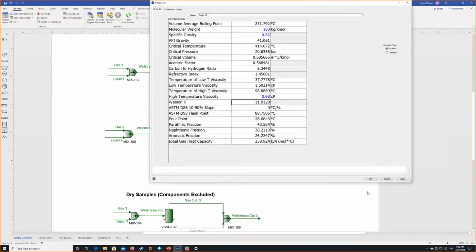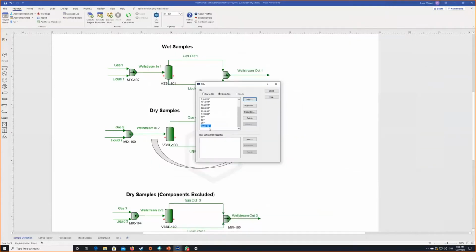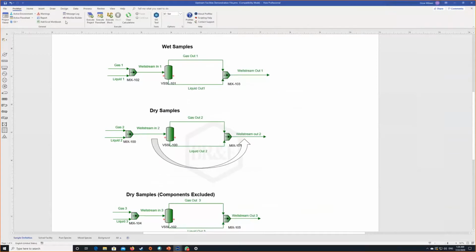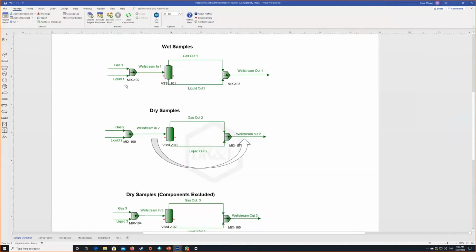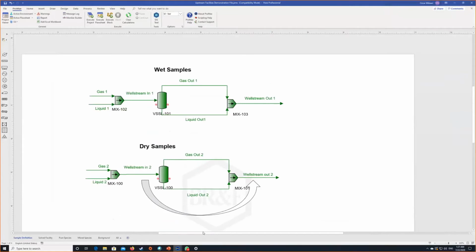So once I hit OK, my single oil is now created as an available oil, but that does not mean that it exists in my environment. What I then need to do is hop into the active environment and add that single oil to my component. So if I double click this, now single oil 1 exists with the rest of our components. Let's take a look at how these recombinations occur.